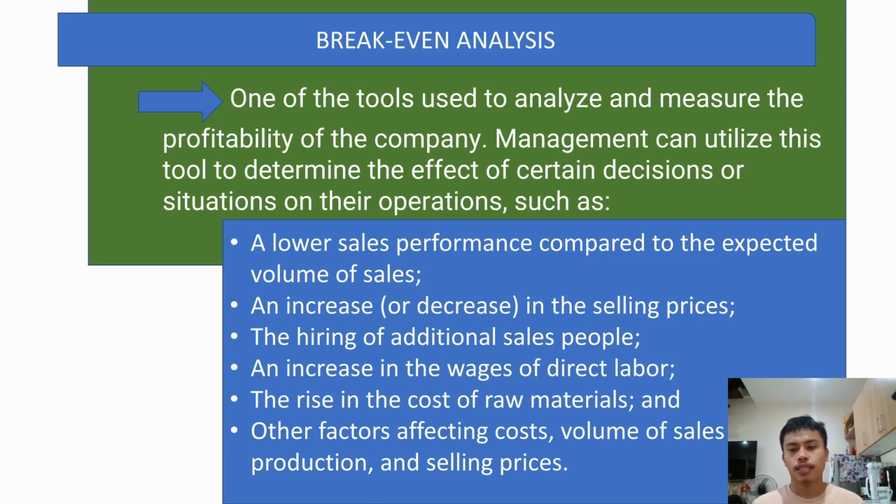Management can analyze the tool to determine the effect of a certain decision or situation on their operations, such as lower sales performance compared to the expected volume of sales, an increase or decrease in selling prices, the hiring of additional salespeople, an increase in wages of direct labor, the rise in cost of raw materials, and other factors affecting cost, volume of sales, production, and selling price.